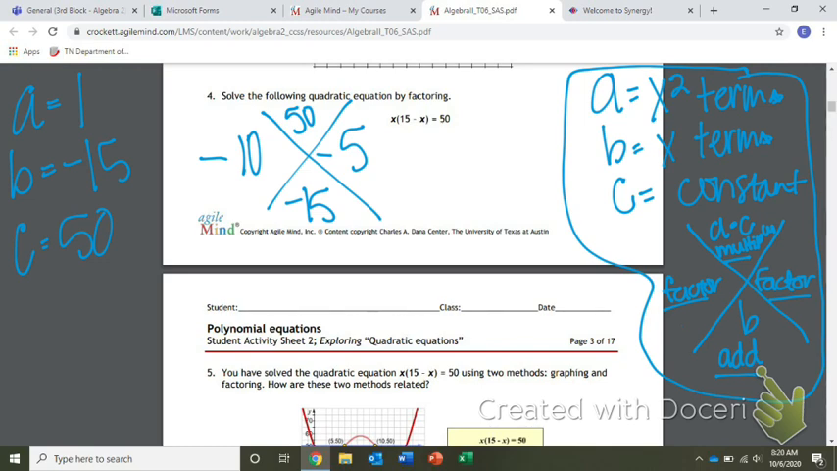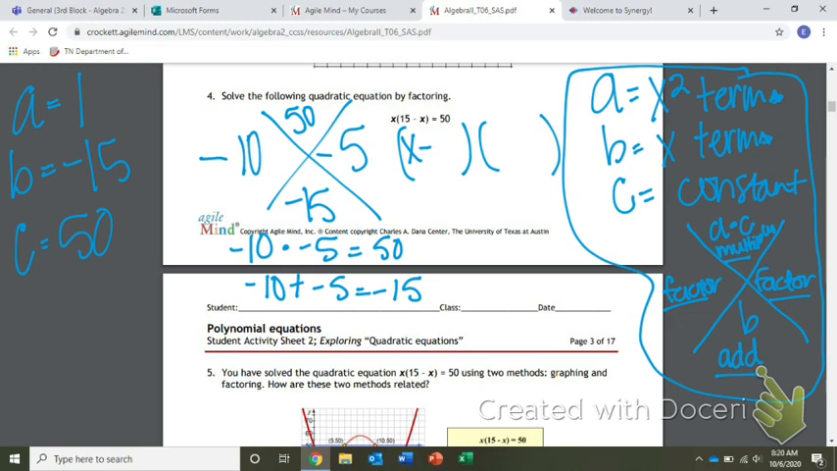So a negative 10 times a negative 5 equals a positive 50, while at the same time, a negative 10 plus a negative 5 is a negative 15. So negative 10 and negative 5 are my factors, not my answers, sorry. I want to find my answers, my solutions, my x-intercepts. Those three words mean the same thing. So all I'm going to do is make two sets of parentheses, and I'm just going to attach an X out front.